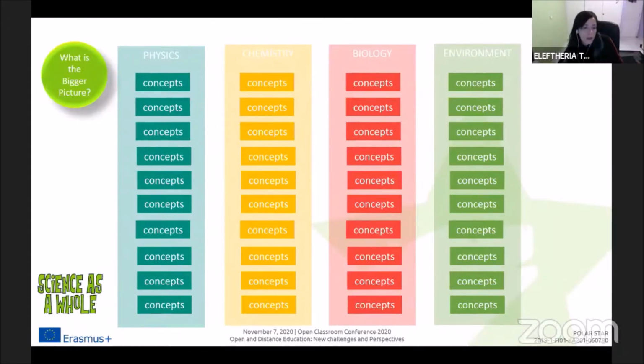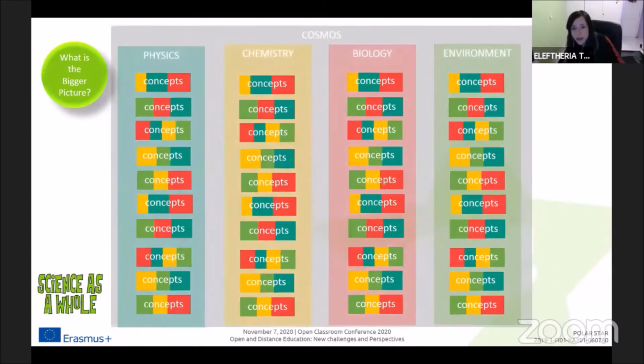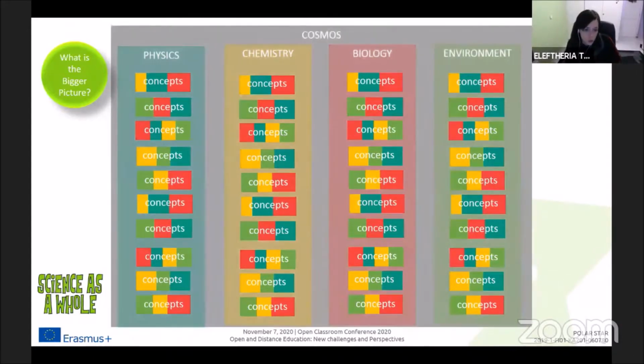In fact, regardless of where each concept is taught, it's not necessarily single colored. It's not necessarily related to a single discipline. All science concepts are multicolored. You can meet them in any discipline. In fact, there are no four boxes. If you think about it, the box is only one, and the box is our cosmos, it's our world.